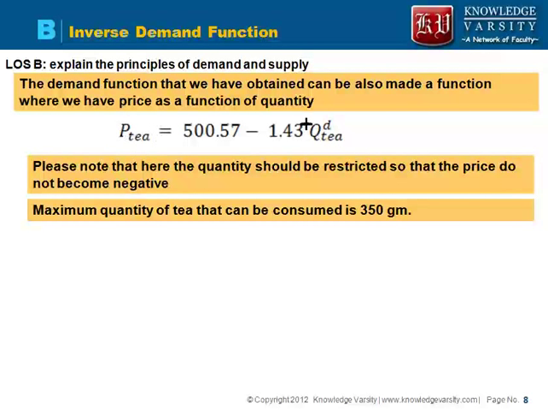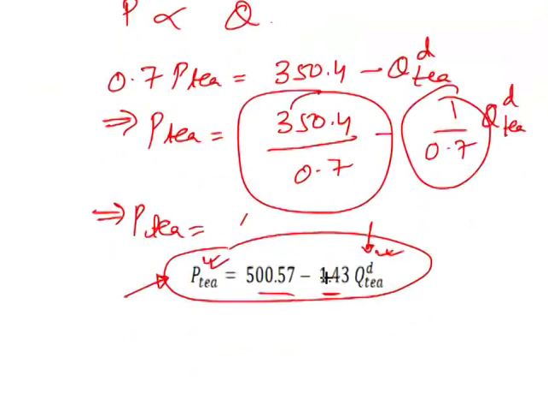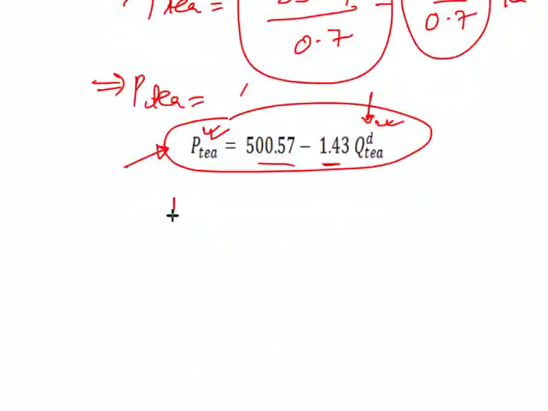So you cannot increase the quantity a lot, so that the price becomes negative. If you put this in, the quantity comes as 350 gram. If you make the quantity 350, the price of the tea will become 0. To find out at what quantity the price of the tea becomes 0, we say, okay, if the price of the tea is becoming 0, what is the quantity demanded?